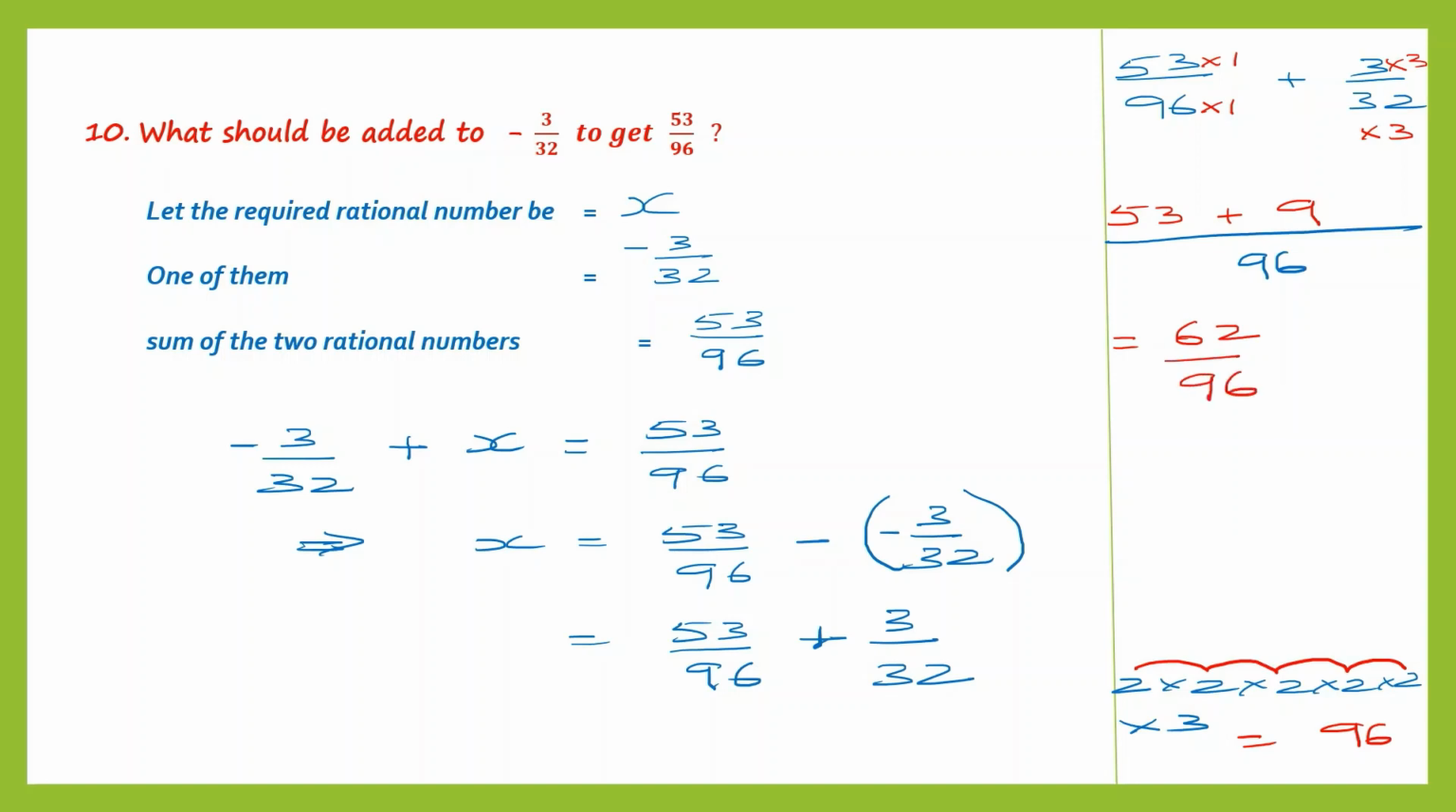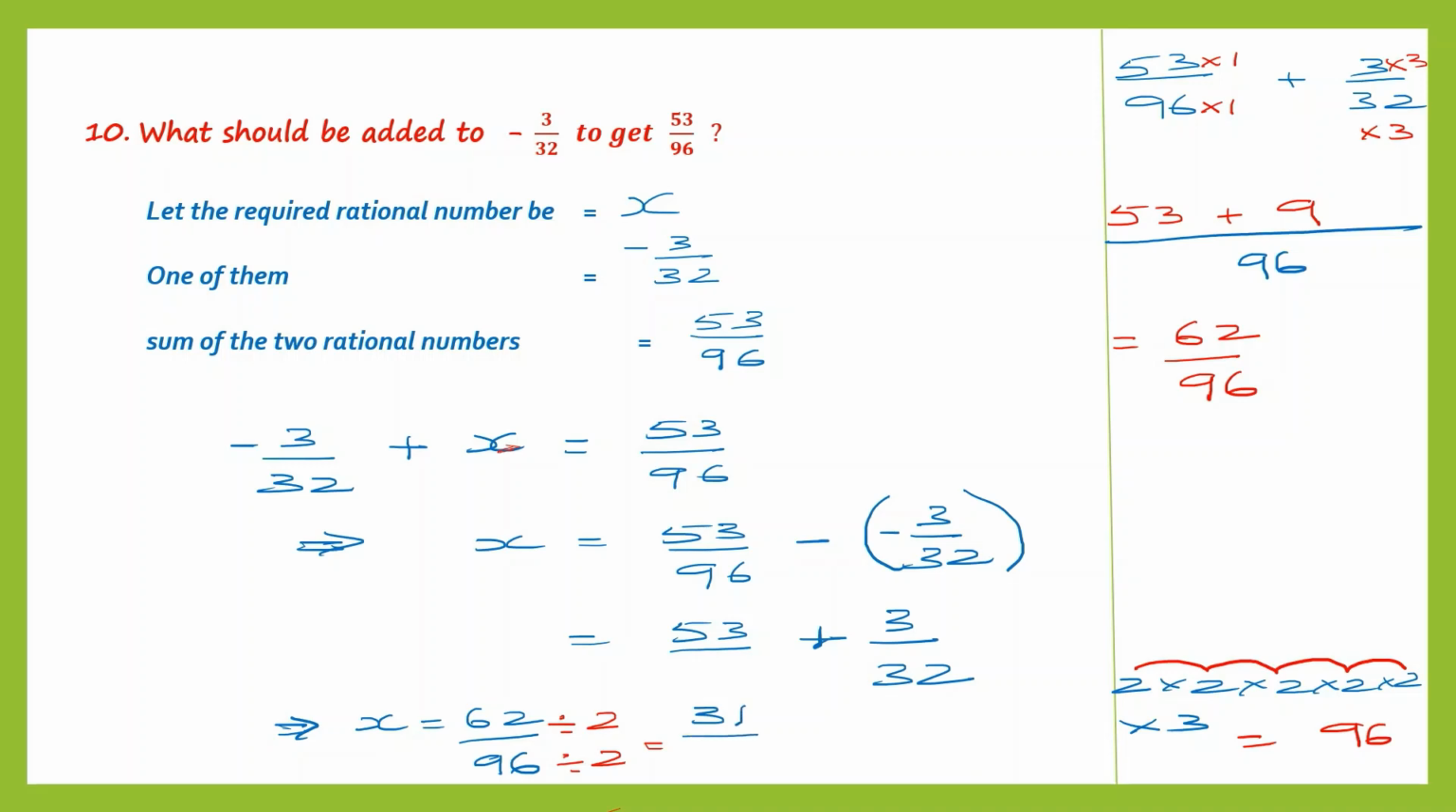So here we found the value of x. Let's write x is equal to 62 by 96. Now 62 by 96 can be reduced to the lowest term. 62 and 96 are both divisible by 2. So let's divide both by 2 and see what we get. 62 divided by 2: 2 3s are 6, 2 1s are 2. We've got 31. So let's write 31 here.